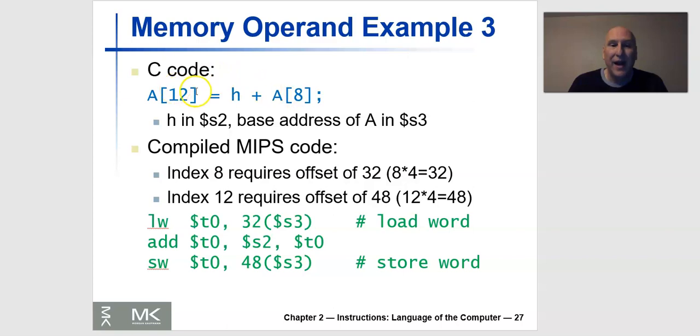So now we need to put that into A bracket 12. Here is the store word. You're putting it into the array. Like I said with store word, your source comes first, not your destination. So T0, which has the value that goes into the array, comes first. And then the destination, where it's going in the array, comes last. Again, S3 is the base address of the array. And for A12, you take 12 and multiply it by 4. That gives you 48. And that is your store word instruction. And that's how it works in MIPS.